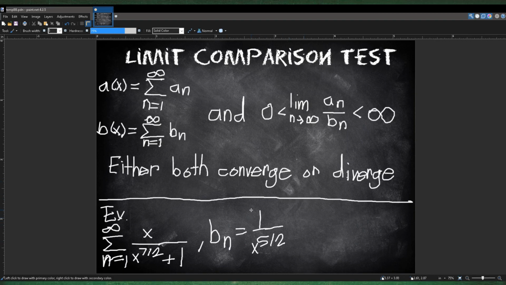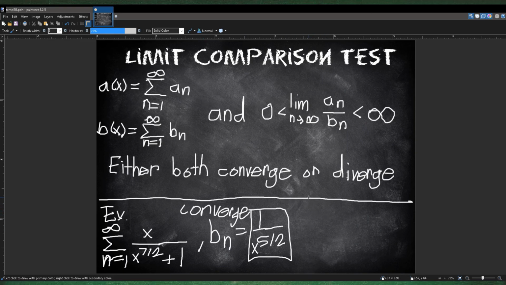So what do we know about this equation? Well, if we use the idea of the p-series, which we covered earlier in the video, we know that if p is greater than 1, it's going to converge. Well, what's the p here? The p is 5 divided by 2. Since 5 over 2 is greater than 1, this thing converges. So we know that b converges.